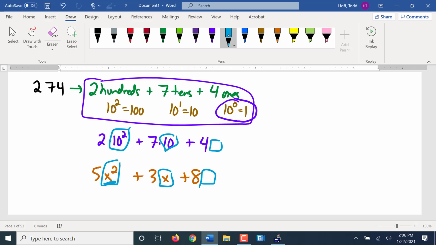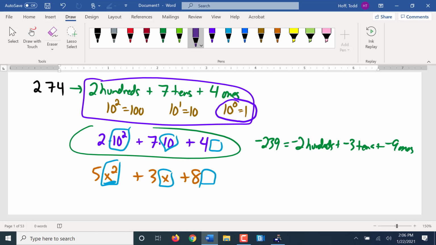Now, there are some differences. First of all, in a whole number, either every digit's positive or every digit's negative. A negative 239 would be a negative 2 100s, and a negative 3 10s, and a negative 9 1s. Every digit in that is negative, or every digit's positive like it was over here. In our algebraic numbers, each digit can be positive or negative on its own. We can have 3x squared minus 7x plus 2, where only one of the digits is negative and the other two are positive.